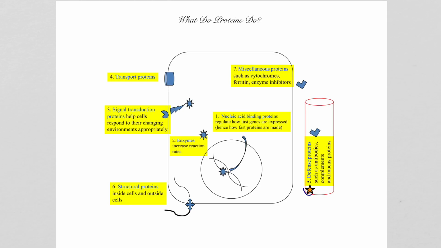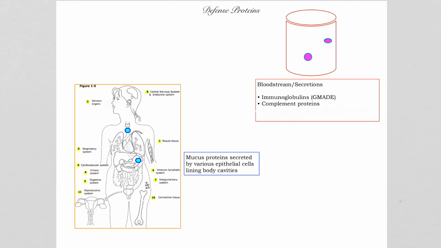The fifth category of proteins are the defense proteins. So examples of defense proteins, of course, are the antibodies, the immunoglobulins, such as IgG, IgM, and so on. And then we have this variety of complement proteins that helps our body to fight off infections.